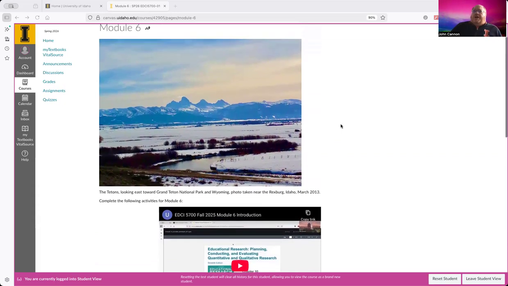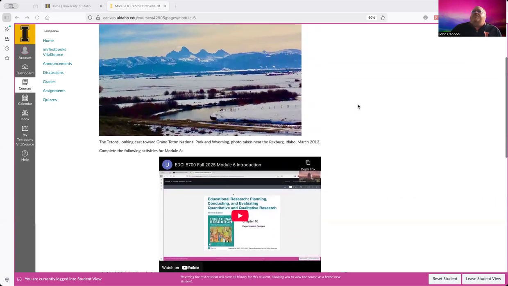So the photo I'm sharing, I took this over a decade ago, back in early March of 2013, looking eastwards toward the Tetons, Grand Teton National Park in Wyoming. And I took this photo near Rexburg out in eastern Idaho.